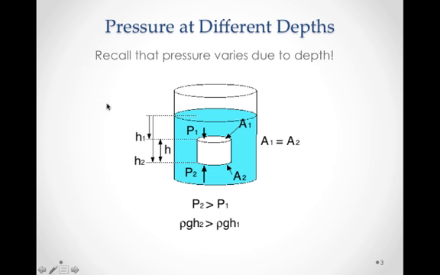To take a look at buoyancy, we first need to recall that pressure varies at different depths. So if we had an object submerged in a fluid, then what we know from before is that the pressure at the bottom of the object, P2, is greater than the pressure at the top of the object, because these gauge pressures are dependent on the various depths. Since the bottom is deeper, it has more pressure than the top of the object.